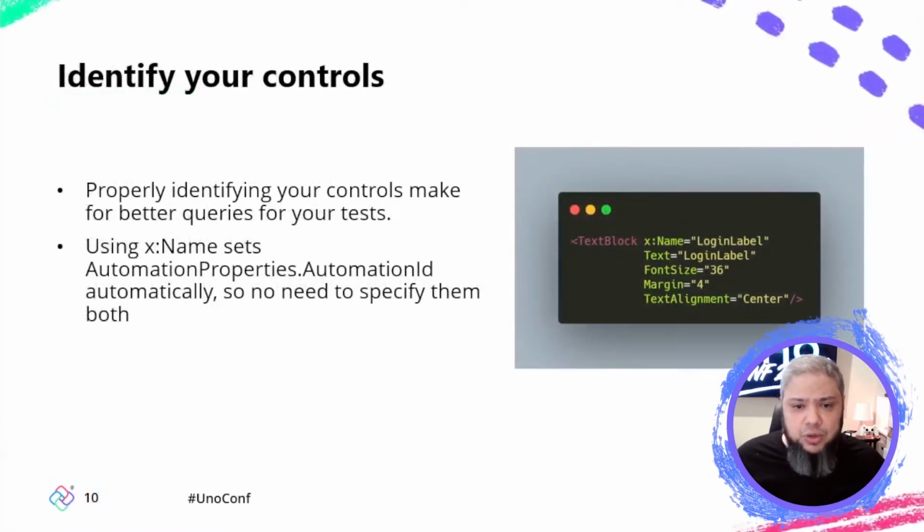So one of the first things that we want to make sure is that our UI elements are properly identified. This will help our test scripts to easily find our controls in the visual tree once the application is rendered. Identification for Uno app controls is done through the XName property, which actually sets the AutomationProperties.AutomationId property, which is what Uno.UITest uses to identify our controls.